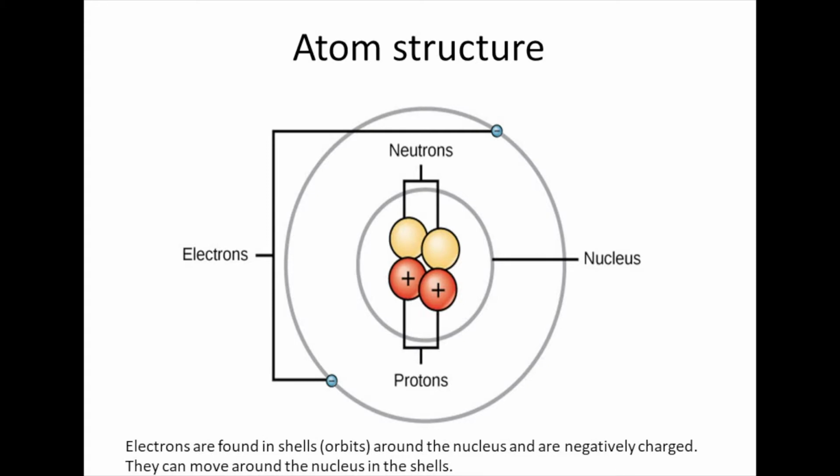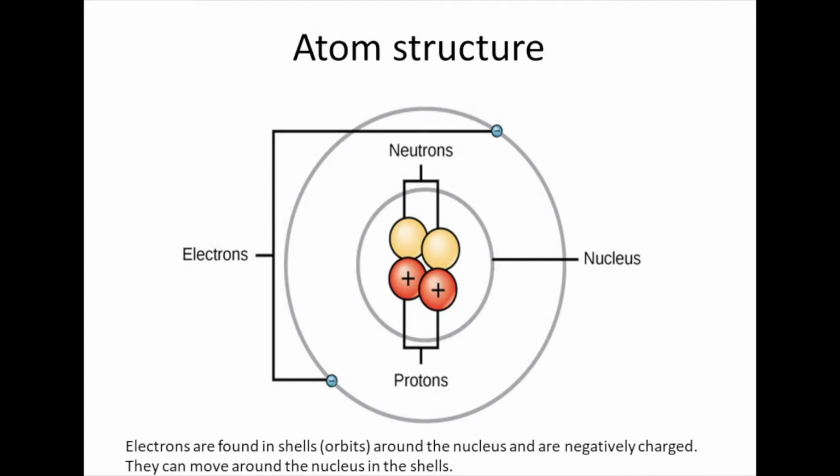The protons have a positive charge on them. The neutrons don't have any charge on them. They're neutral. And in a bigger circle, which are called shells or orbits, which move around the nucleus, are electrons. And you can see the blue circles there have a minus sign inside them, so they're negatively charged. So it says at the bottom, electrons are found in shells around the nucleus and are negatively charged. They can move around the nucleus in the shells. And you can have more than one shell, but we'll keep it simple for now.